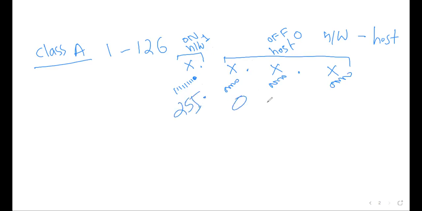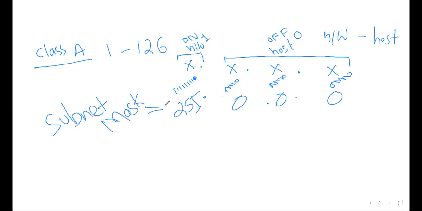When I say it's completely off, it means 0. So because only the first octet is in the network and the rest is off, which is 3 octets off in class A, the output is 255.0.0.0. This is also known as the subnet mask. Okay.